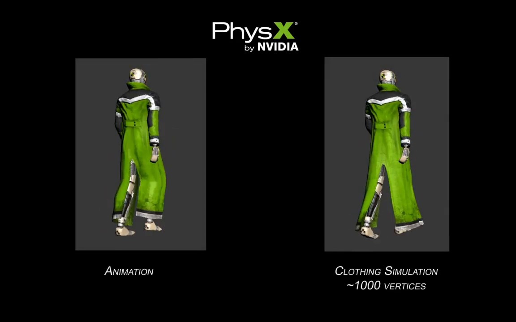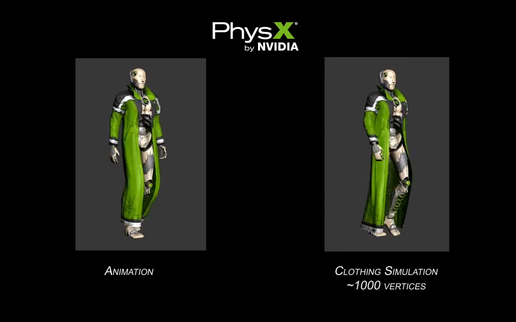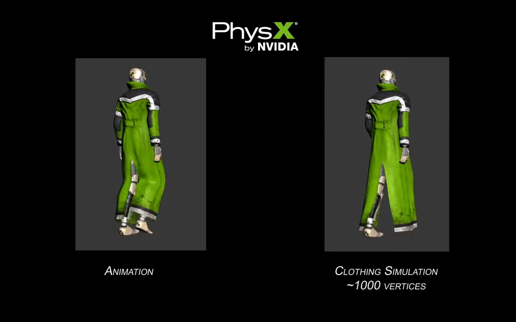Now let's have a look at our final comparison. And we have our skinned deformation on the character on the left and the simulated clothing of close to 1,000 vertices on the right.